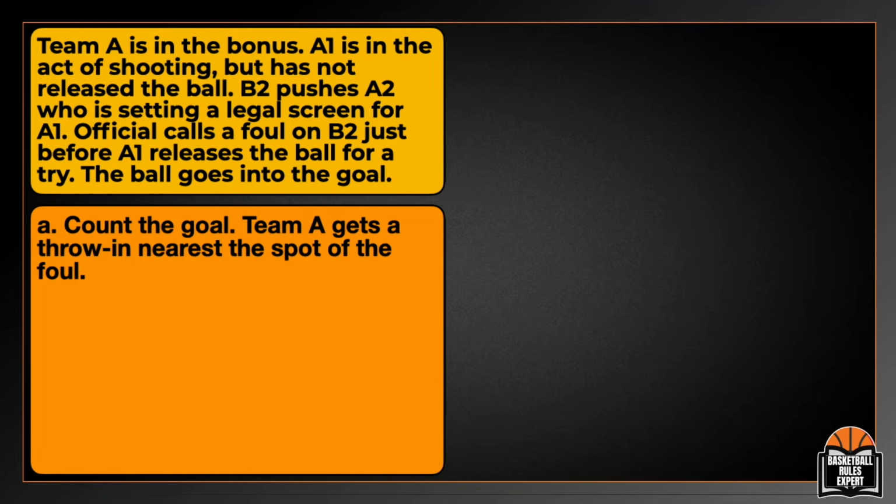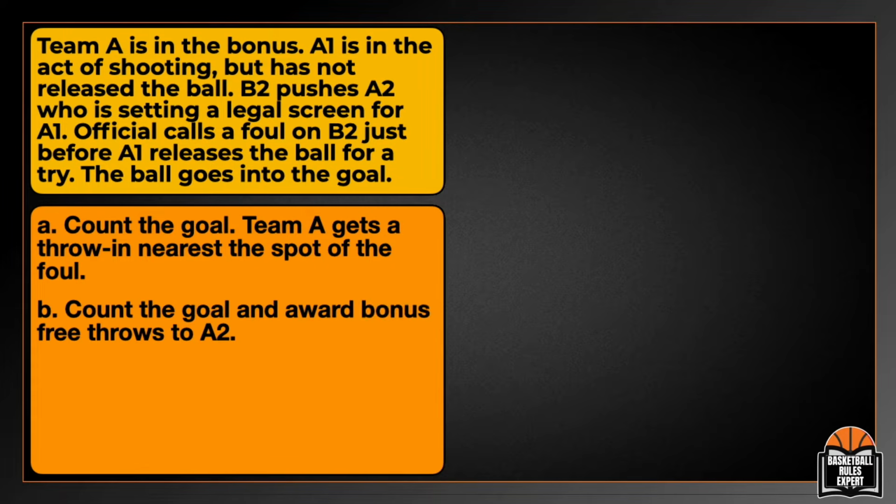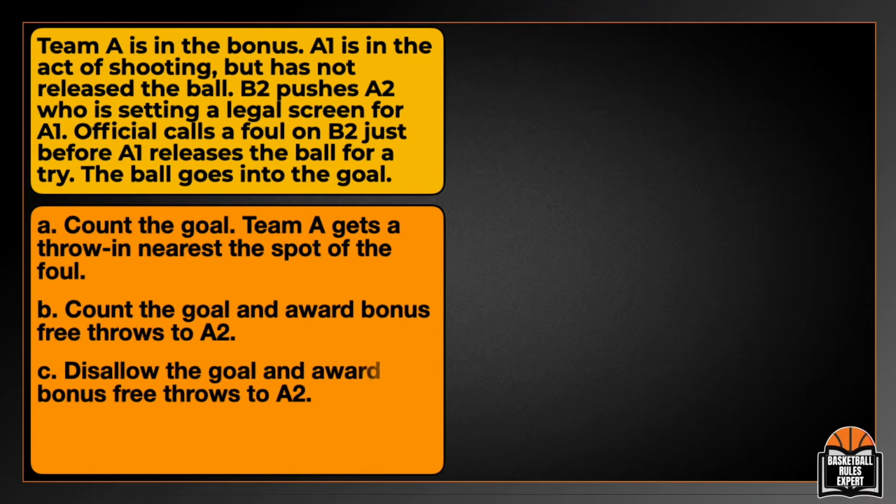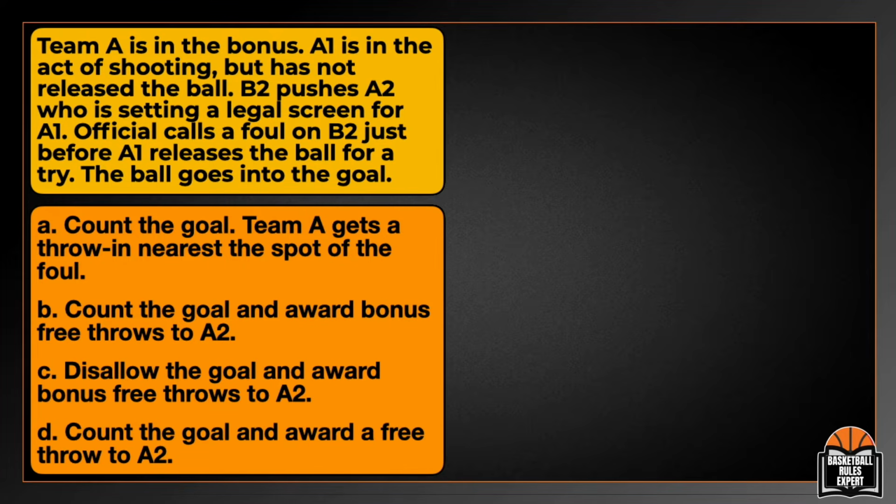A, score the basket, count the goal. Team A gets a throw-in nearest the spot of the foul. B, count the goal and award bonus free throws to A2. C, disallow the goal and award bonus free throws to A2. Or D, count the goal and award a free throw to A2.